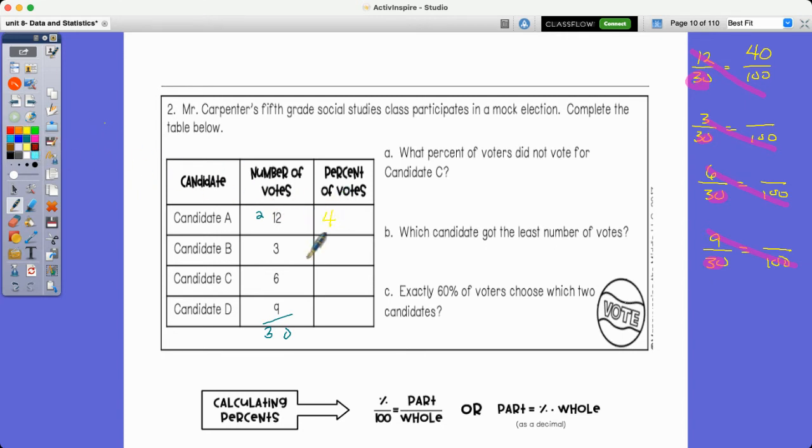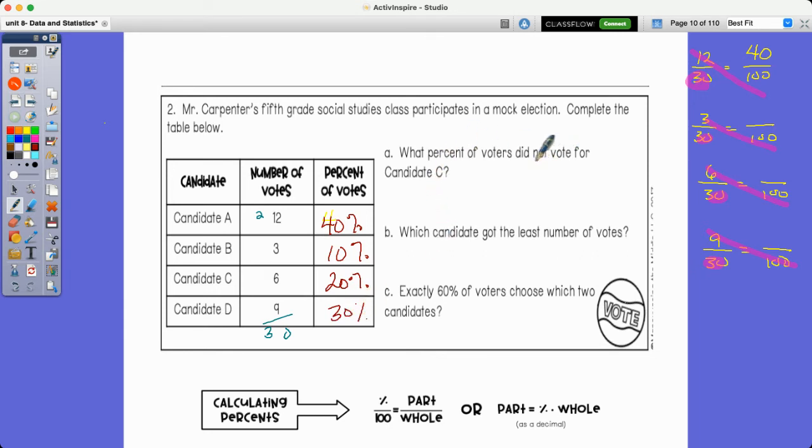Can't see that color over here, 40%. This is 300 divided by 30. 300 divided by 30 is 10% of the votes. This one is 600 divided by 30. That is 20% of the votes. Those are percent symbols, really poorly drawn. And this is 900 divided by 30, which is 30% of the votes.